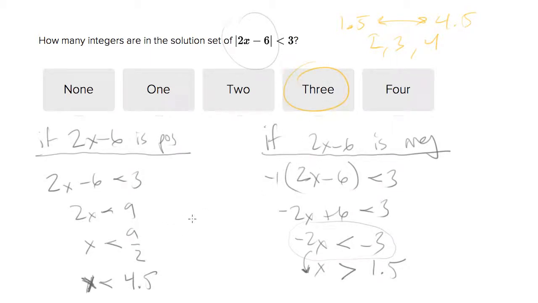Now, there's a tiny little bit of extra work that you should do if you want to be super positive here, which is what we've solved for is x is less than 4.5. We did that under the guise of 2x minus 6 being positive. So if 2x minus 6 is positive, what we're saying is that's only true when 2x minus 6 is greater than 0. So you actually need to solve this one also. This is only true when x is greater than 3.